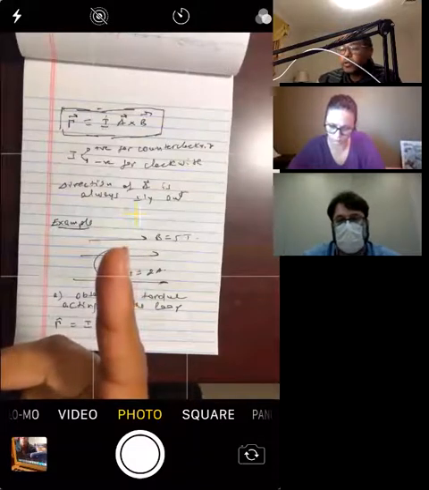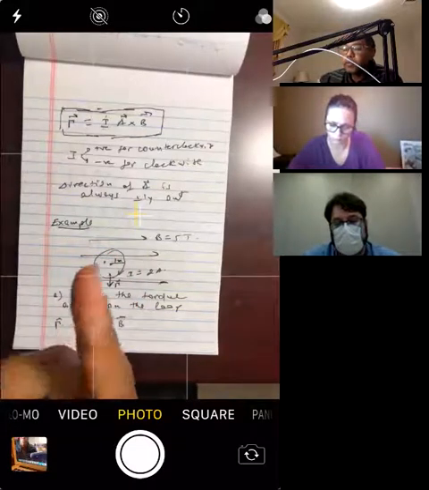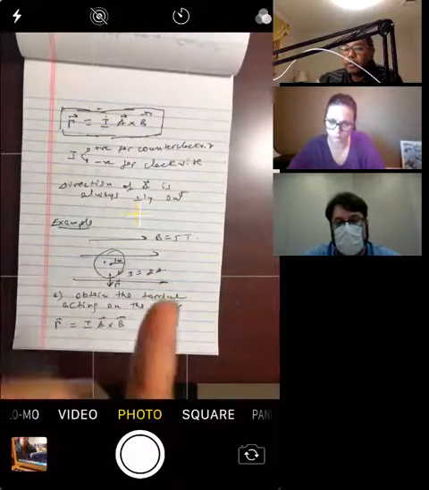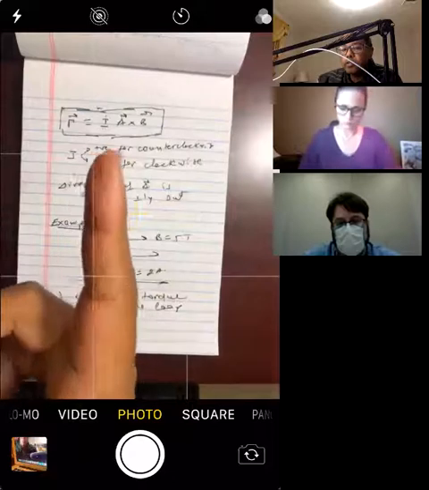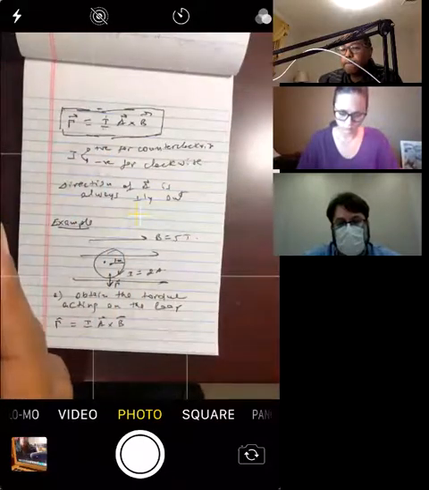If you want to use the right-hand rule, this would be area, and this would be field. And this will give you the direction of the torque.